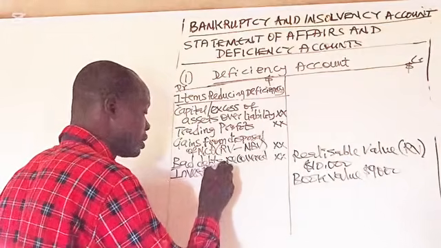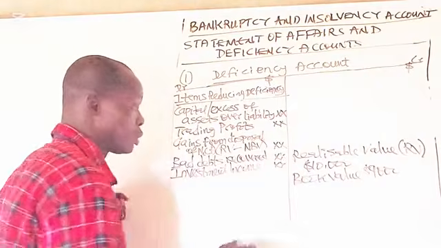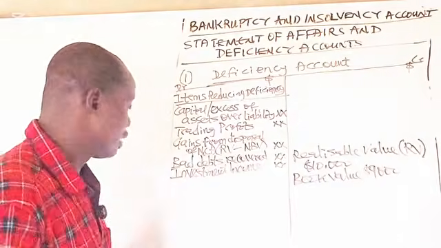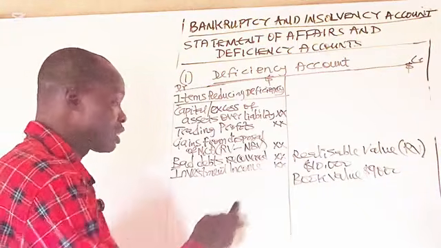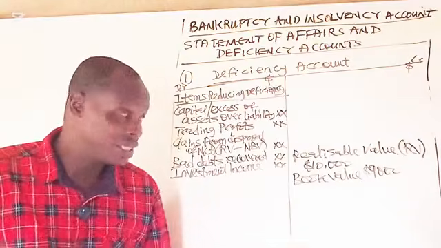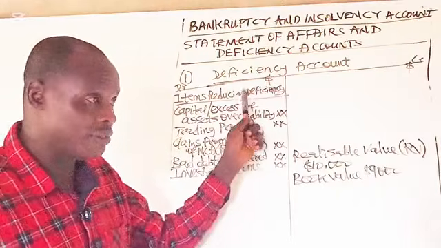Investment income, where the entity has some investments. So the investee company might pay some dividends to the company. The investment income is an income to the business, so it will lead to a reduction in deficiency.